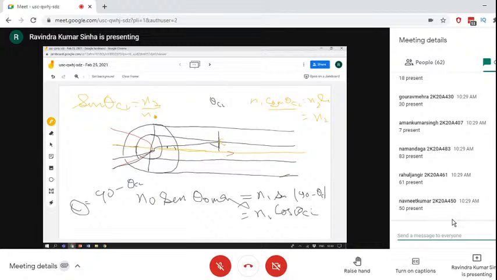Okay, N2 by N1, and therefore cos theta Ci is equal to square root of 1 minus N2 square by N1 square. Okay, and that you will be substituting it here. So N1 will be cancelled and it will become the square root of N1 square minus N2 square. Is it clear?